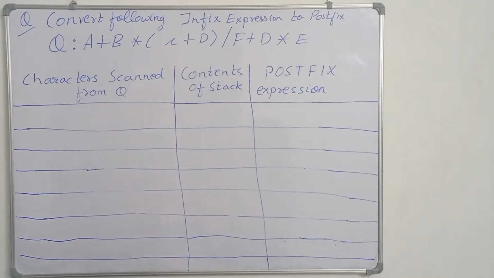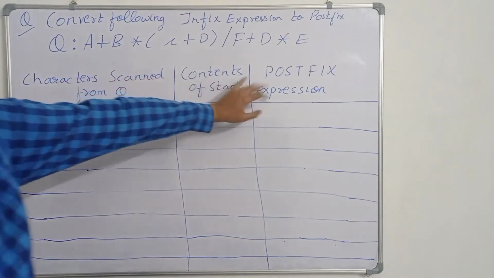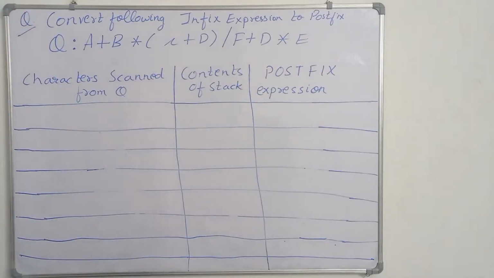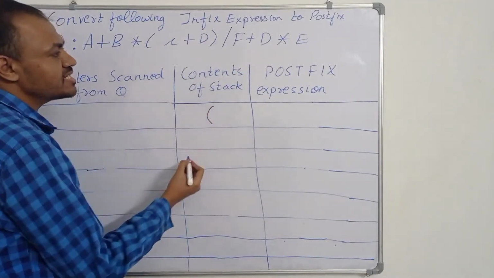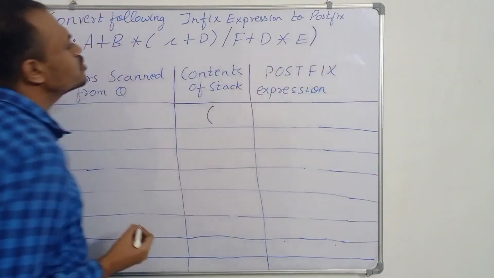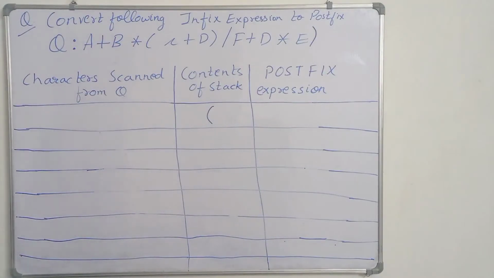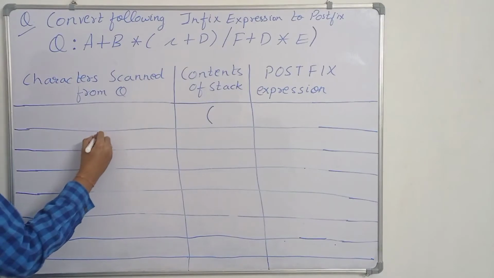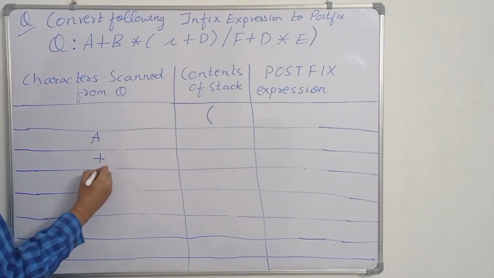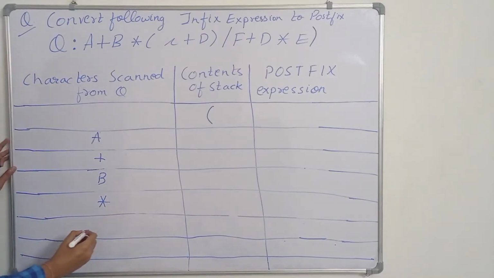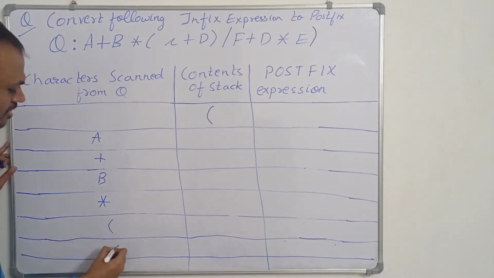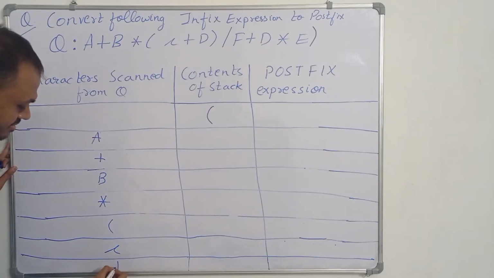So we have made the table: characters scanned from Q, contents of stack, postfix expression. The first step is we add this parenthesis to stack and this parenthesis to Q. So this is the first step. Now we will scan the characters from Q from left to right. So the first character will be A, then plus, then B, then star, then parenthesis, then small c, then plus.